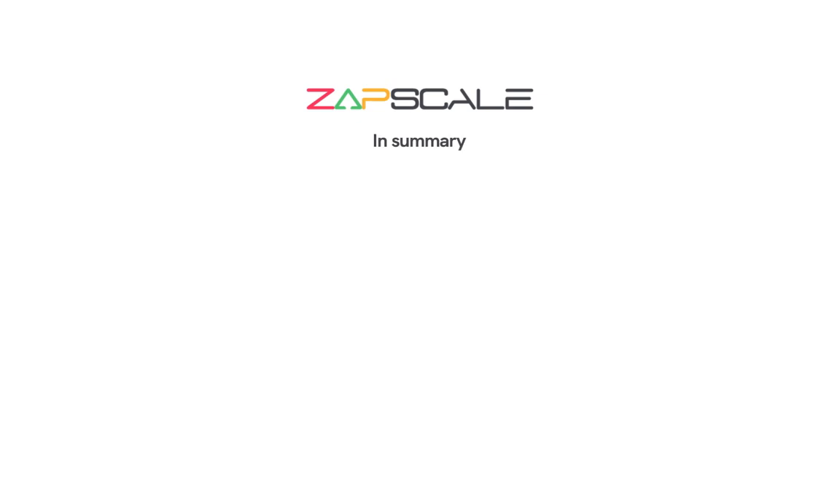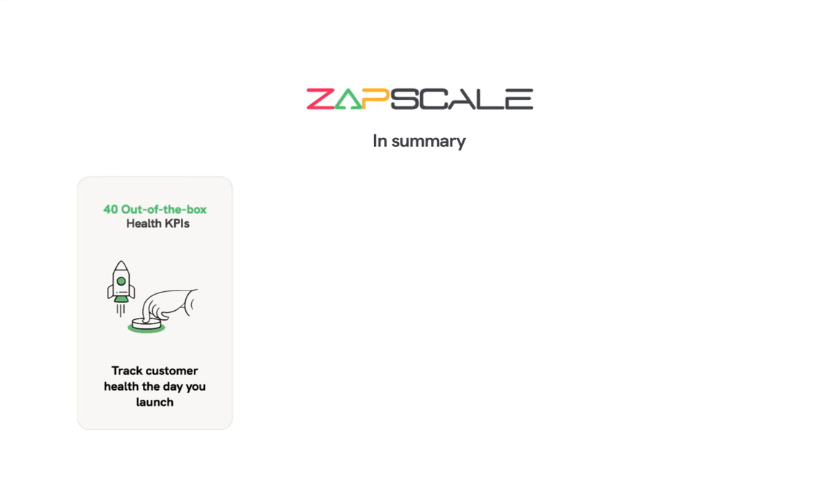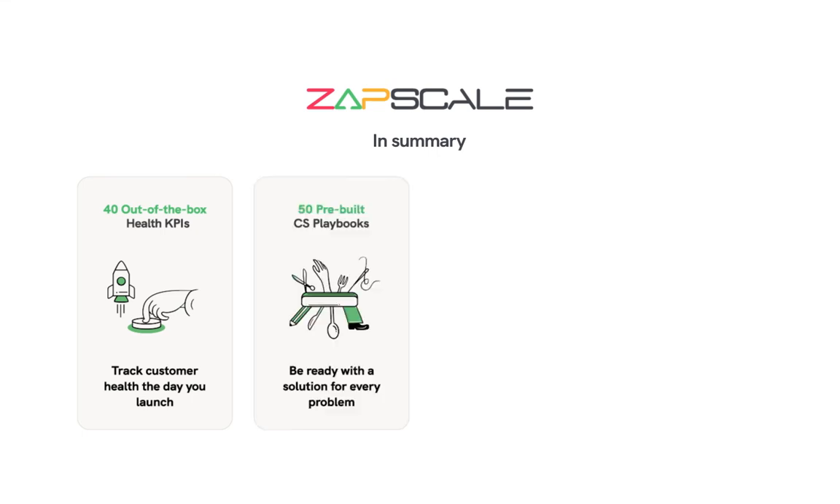So overall, ZapScale basically comes with 40 plus out of the box health KPIs, which otherwise takes months and weeks for you to configure to determine the health score of a customer. It comes with 50 plus out of the box playbooks, which basically has exception handling for each and every KPI score when they go into an unhealthy section, along with resolution steps, automatically creates tasks, messages, emails for the people responsible.